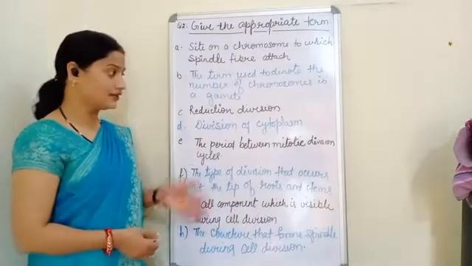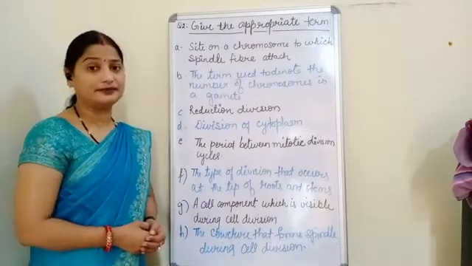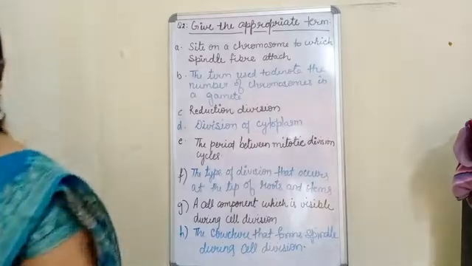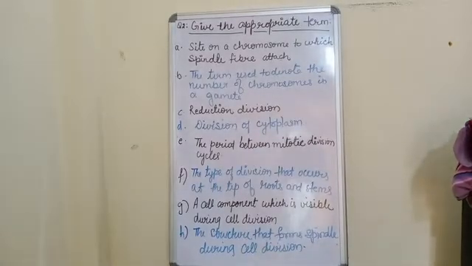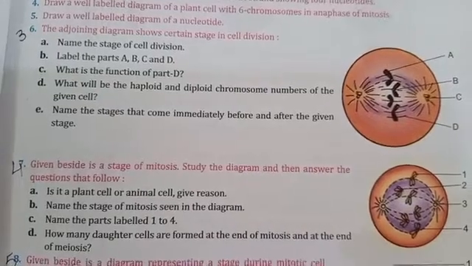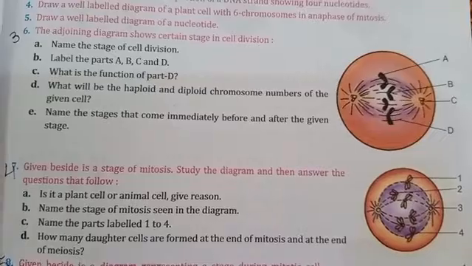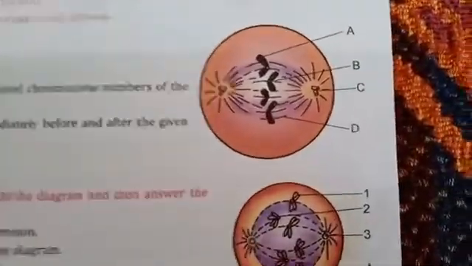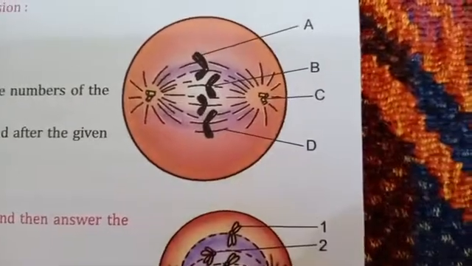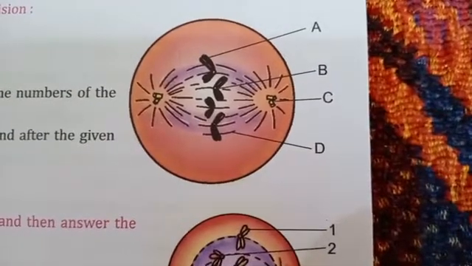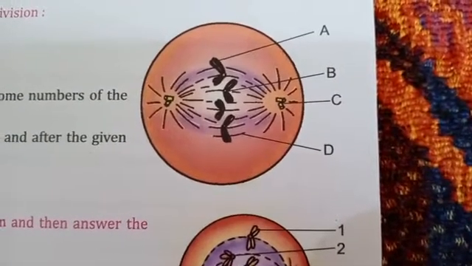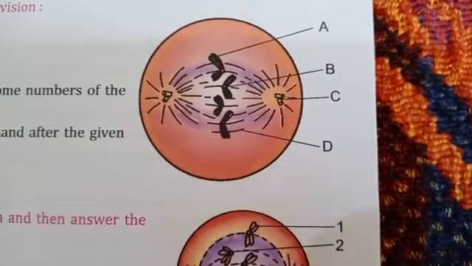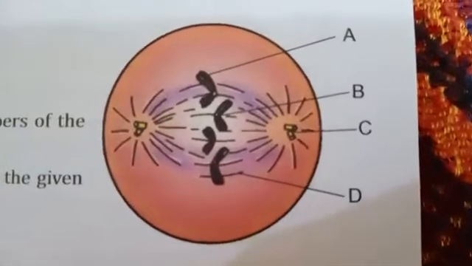You see and note it down, everyone. See your question number 3. It is based on figure. First you see the figure clearly. See here 4 parts have to be labeled A, B, C and D. Okay.